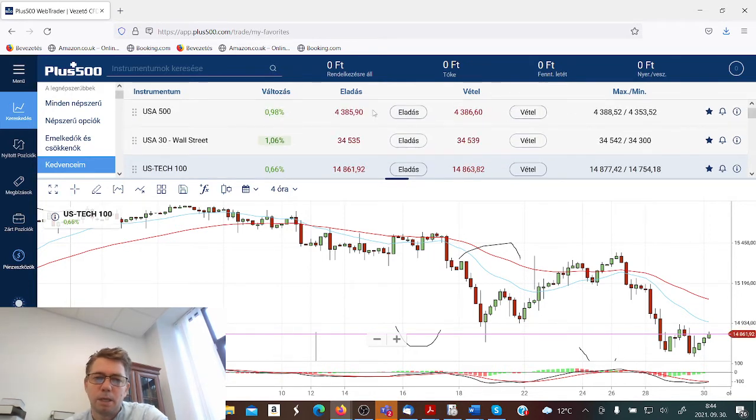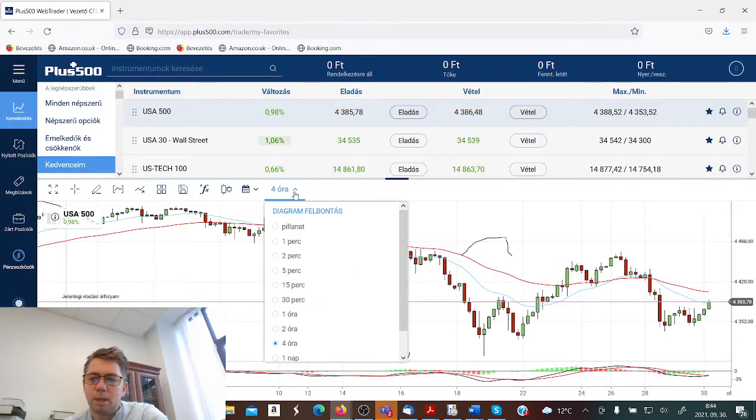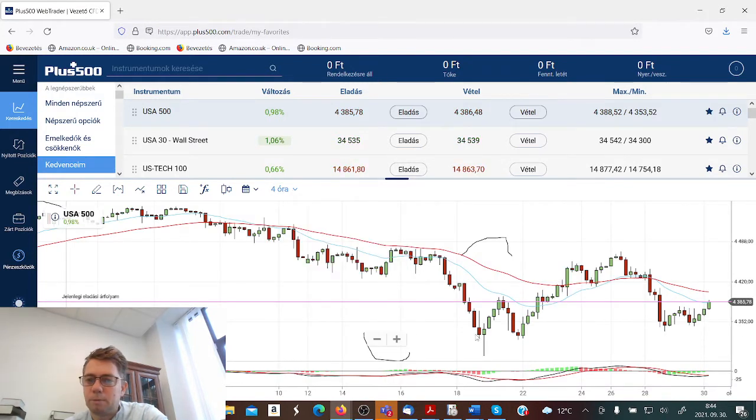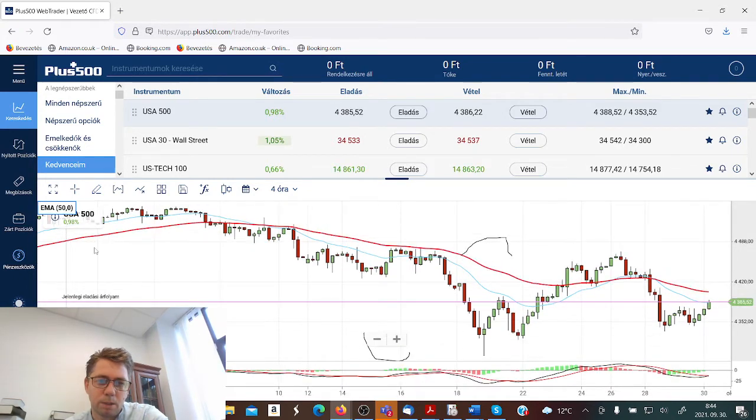SP500. Let's see what's going on here. This is the SP500. We have the W pattern, which played out very well, and now it seems that we have another W pattern. Let's see what the target is on this pattern.